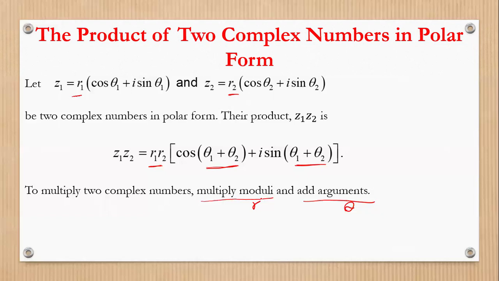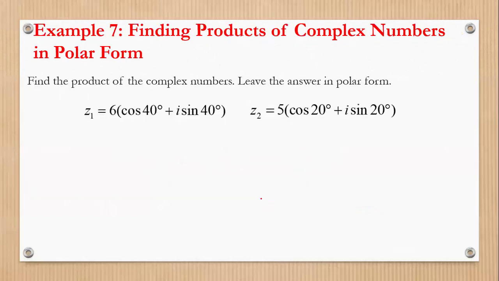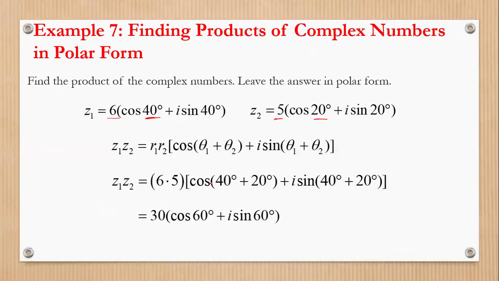Okay, let's look at an example. We have two complex numbers here, Z1 and Z2, and we want to find the product. To find the product, we just need to multiply the R's and add theta. So if I multiply R, 6 times 5 is 30, and add theta values, which is 40 plus 20, is 60. So I will have 6 times 5, the cosine of 60, sine of 60.